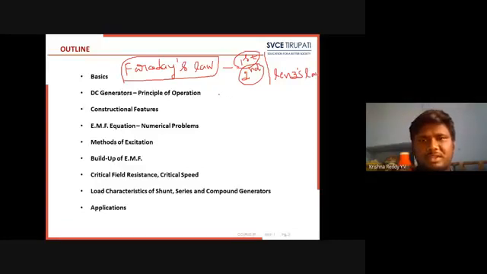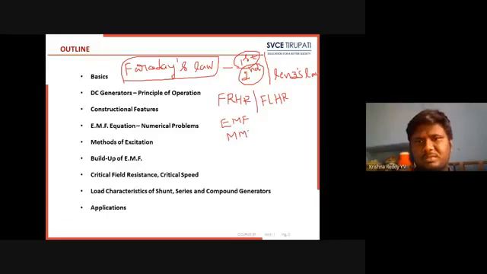After that, in order to find the direction of induced EMF in DC generators, we use Fleming's right-hand rule. Similarly, in order to find the direction of force, we use Fleming's left-hand rule. After that, we need to know about electromotive force and magnetomotive force. These are the basic terms we are required to know.